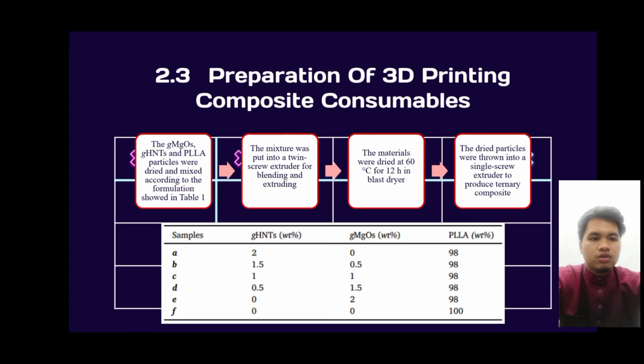The GMgOs, GHNTs and PLLA particles were dried and mixed according to the formulation shown in Table 1. And then the mixture was put into a twin screw extruder for blending and extruding. Third, the materials were dried at 60 degrees Celsius for 12 hours in a blast dryer. And last, the dried particles were put into a single screw extruder to produce the ternary composite.